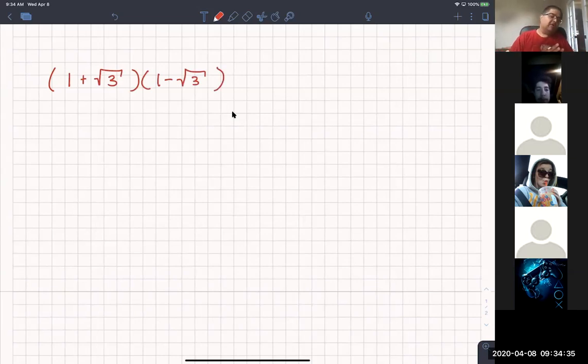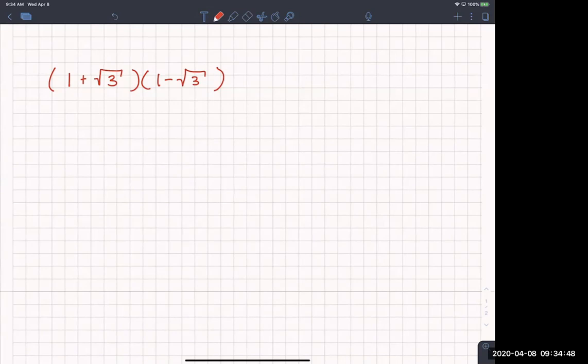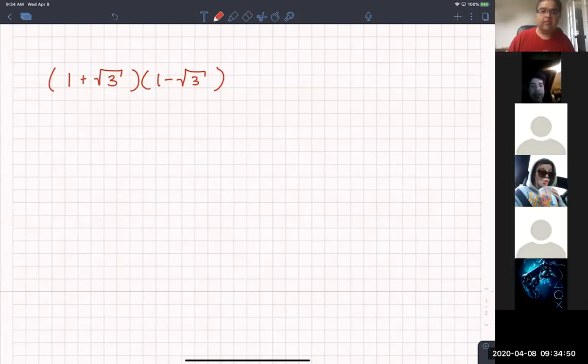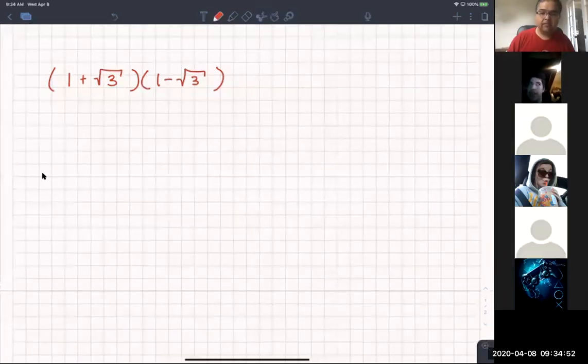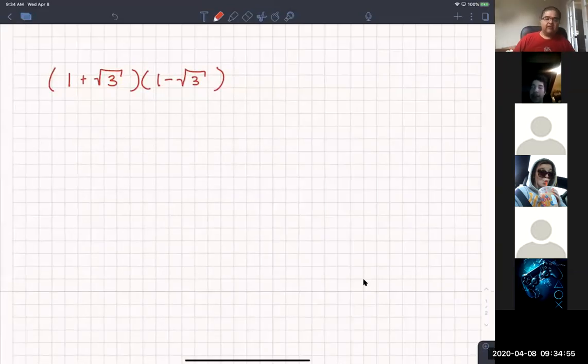Now, yes, you can FOIL, but what type of problem is this? Hold on one second. Isn't it like conjugates? Yeah, I think they're conjugates, right? You're correct. They are conjugates. So you don't have to FOIL that. You don't have to FOIL it. Remember, how do we multiply conjugates?